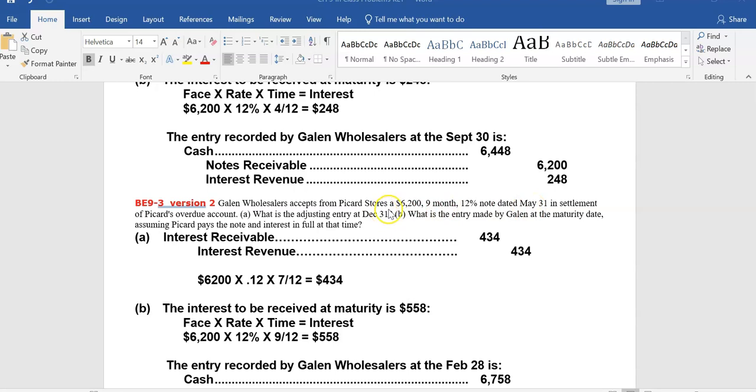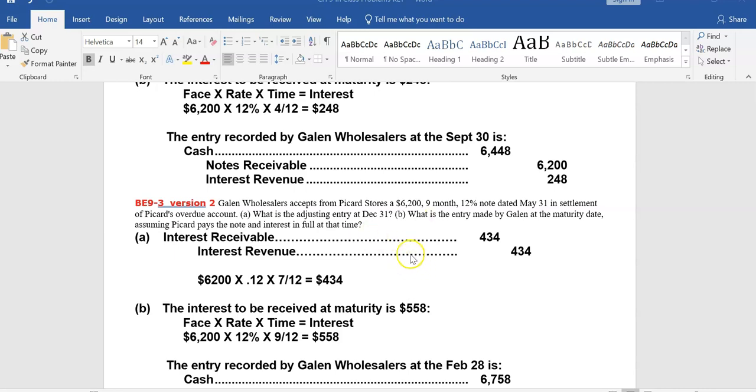Remember that we have to make sure that revenues that are earned within an accounting period are recorded and reported in that accounting period. This note is spanning 2 accounting periods. It's a 9-month note, which means if it is issued May 31st, it will not mature until sometime next year. Okay, 7 months of that note, all of June, July, August, September, October, November, and December. 7 months' worth of interest are earned during the year that the note is issued. The other 2 months of that interest will be earned the following year.